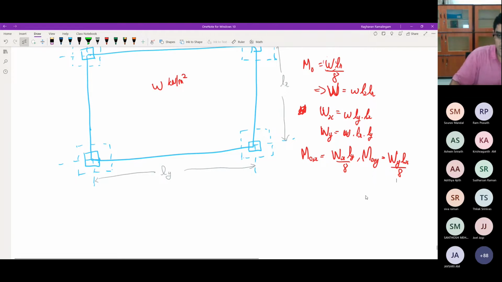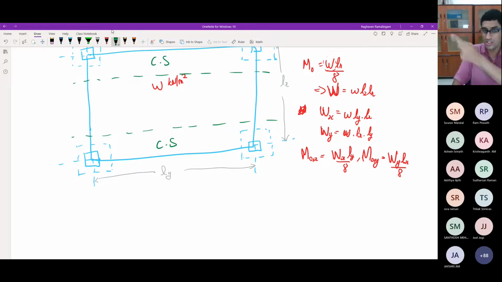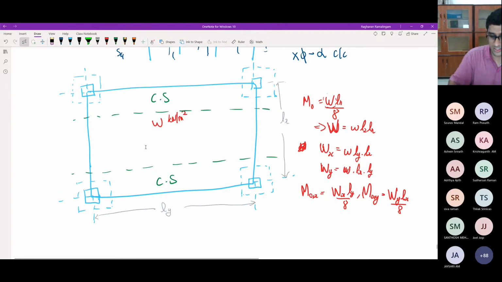Now let's say that I split this into column and middle strips. So this is the column strip, and this column strip is along the y direction. Similarly, I will also have column strips along the x direction. I'll use a different color for that. So this is a different column strip.